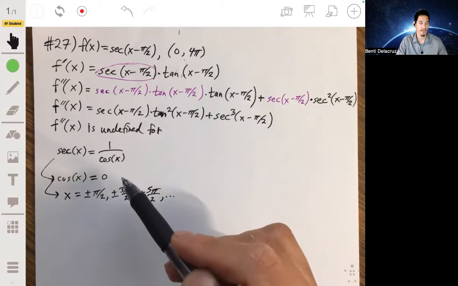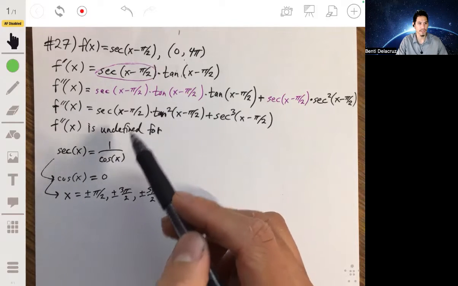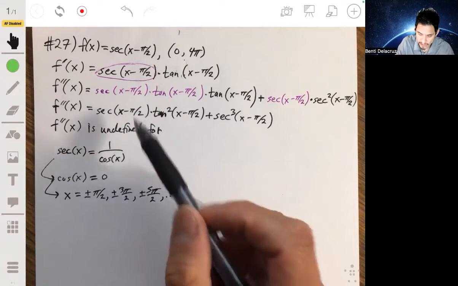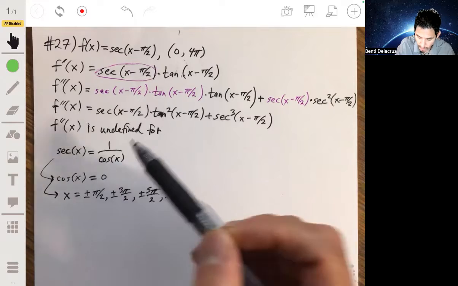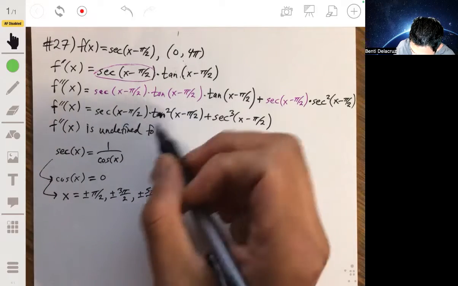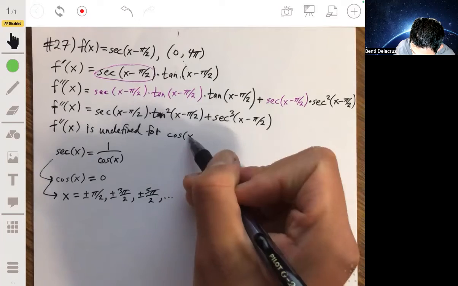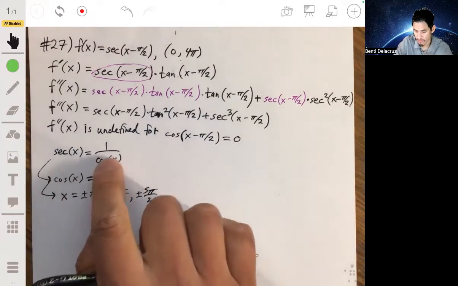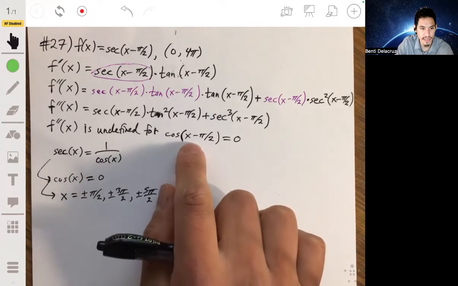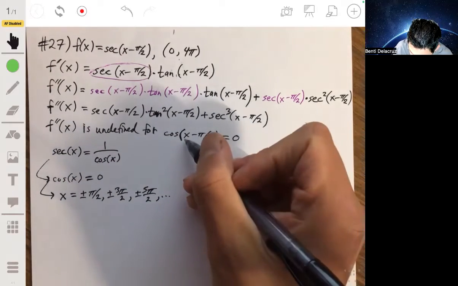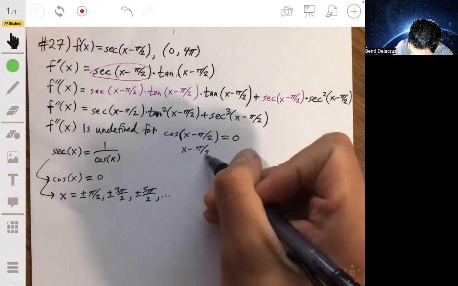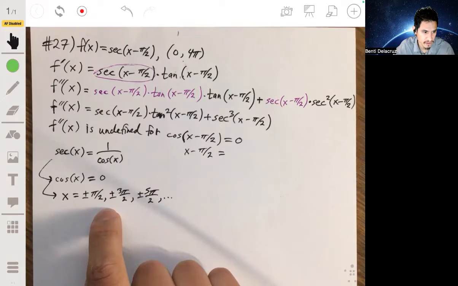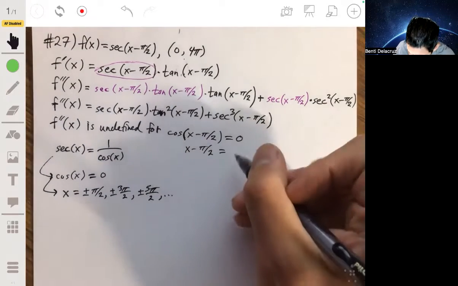so we only need to worry about the positive values. But it isn't this simple because we're taking the secant of x minus pi over 2. So the secant of x minus pi over 2 is equal to 1 over the cosine of x minus pi over 2. So in other words, we want to find where the cosine of x minus pi over 2 equals 0, because that's basically 1 over 0. So we want to set the x minus pi over 2 equal to these values: positive pi over 2, positive 3 pi over 2, positive 5 pi over 2, and so forth.